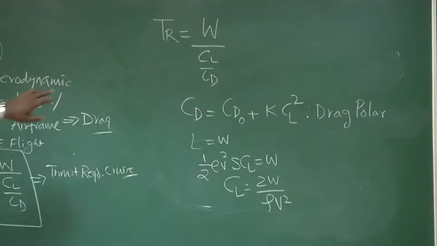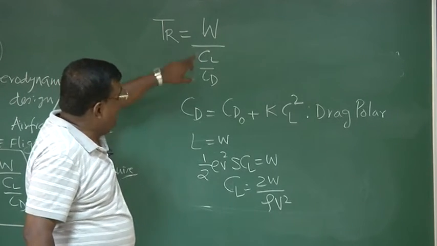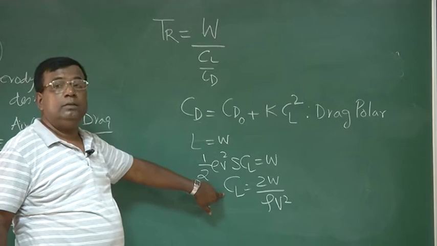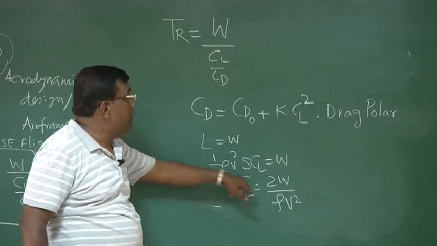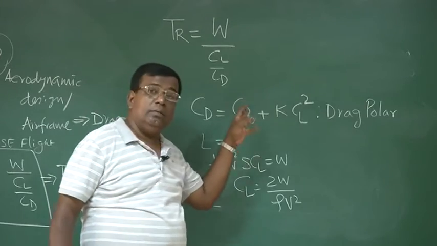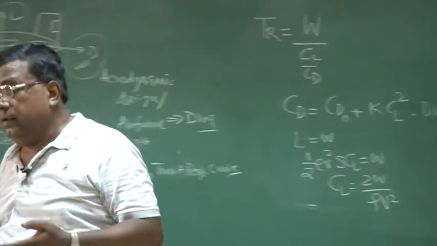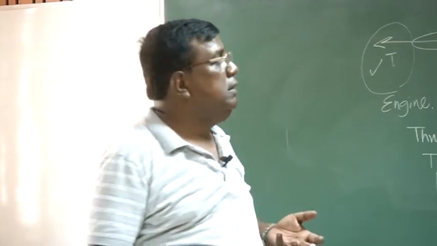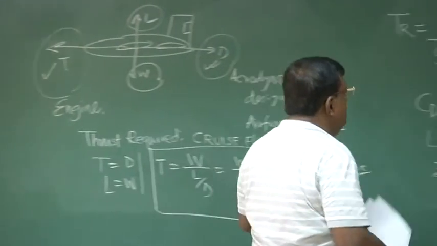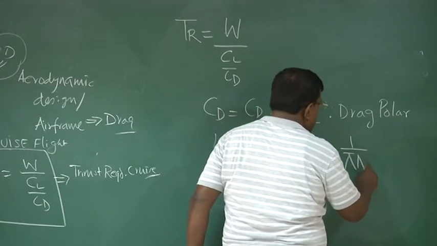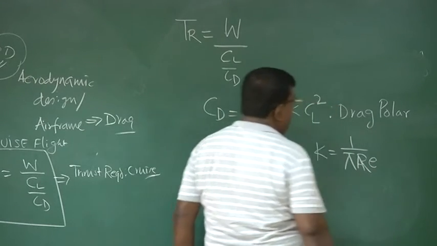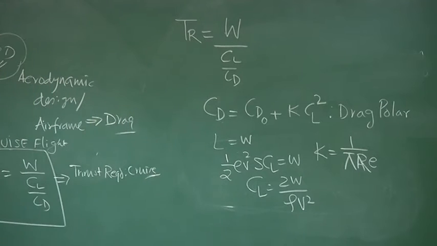So I know what is the weight of the airplane. I know what CL I should be flying at, because I know the speed and the altitude I will be flying at. I know the value of CD naught, because this is constant for a given airplane. And also K, you know K is 1 by pi aspect ratio e, where e is the Oswald efficiency. It could be between 0.7 to 0.9. So all these values are known.